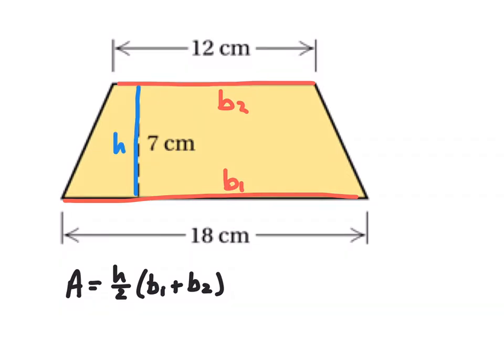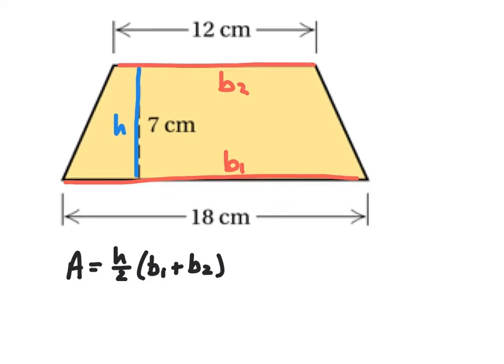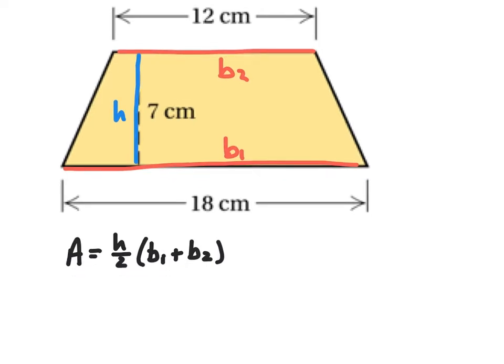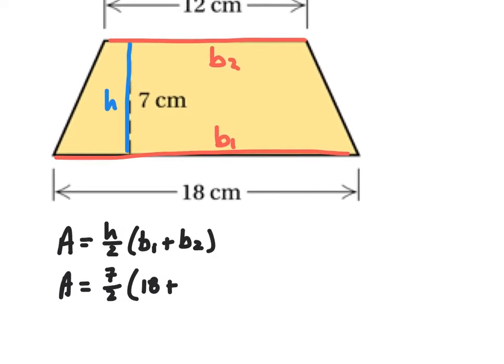Let's plug all this in. Evaluating this can be a little tricky sometimes, but let's just go through it. Area is equal to height, which is 7, over 2, times b sub 1, which was 18, plus b sub 2, which is 12. What I want to do is what's inside the parentheses first, and that's 18 plus 12, and that's going to give me a total of 30.